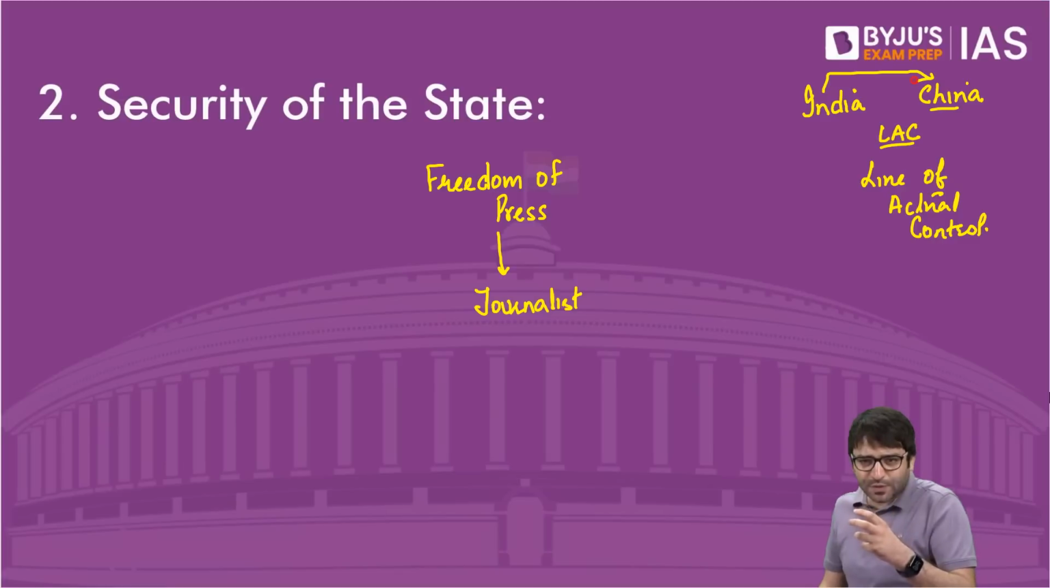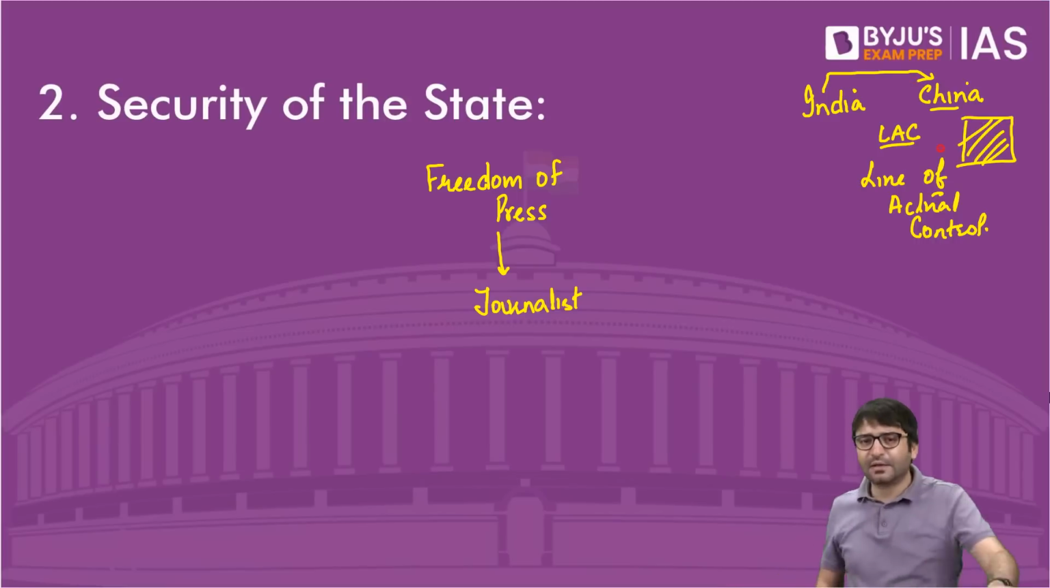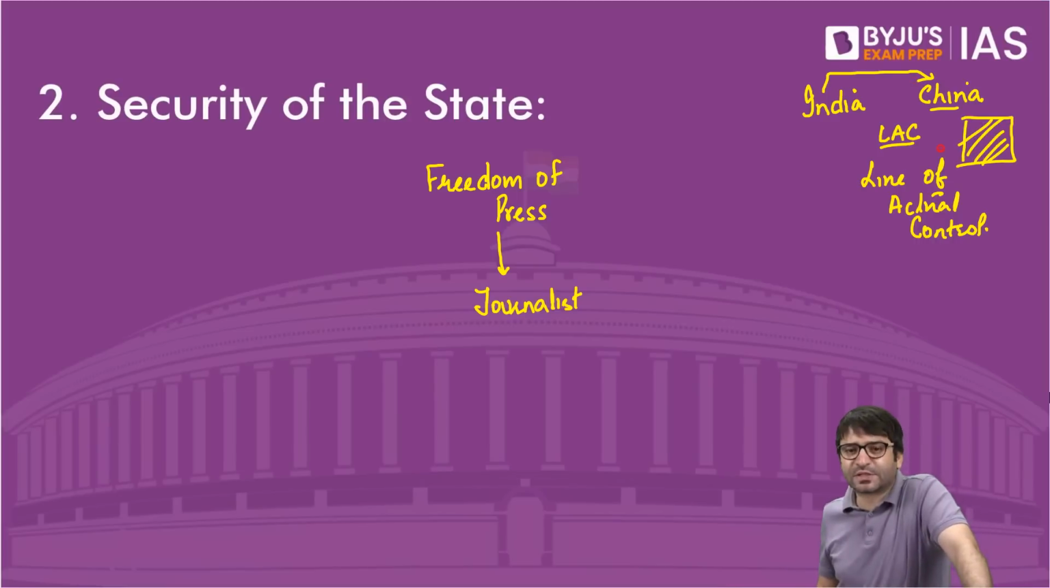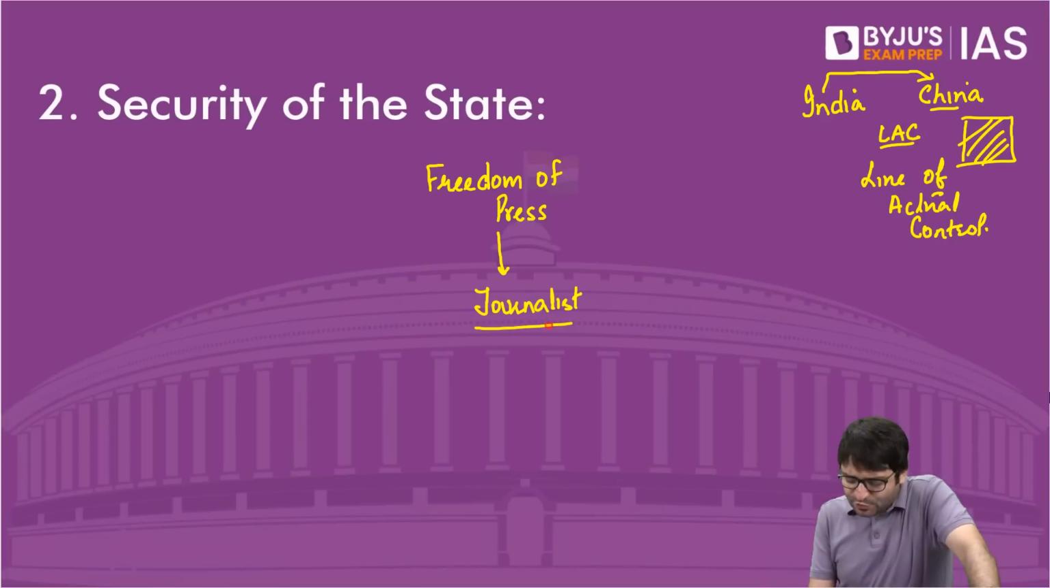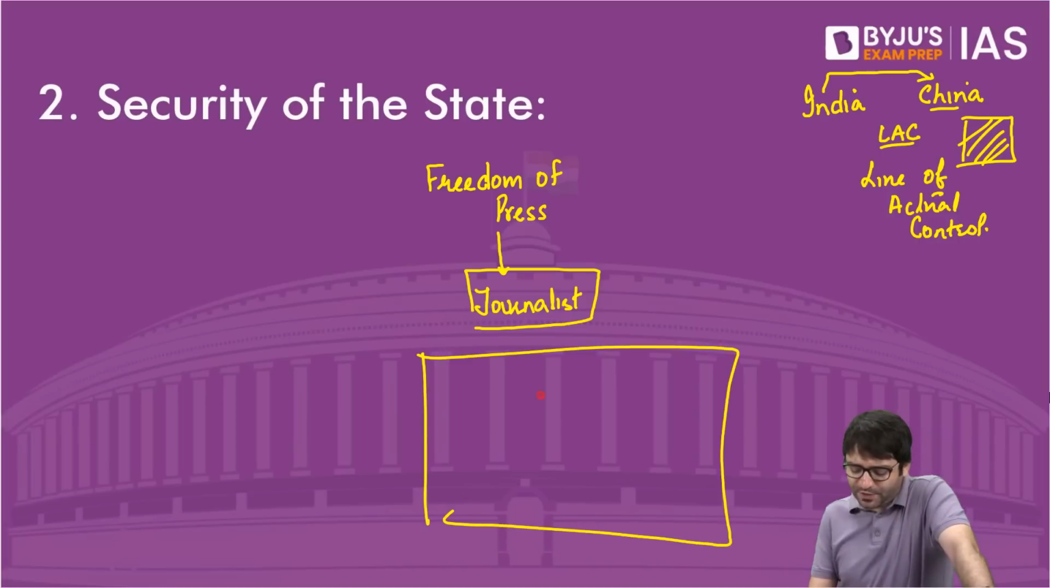And ultimately, what will happen? Through land, through air, we will mount a strong attack on China and we will destroy all the illegal establishments which were set up by the Chinese army, the People's Liberation Army of China. A journalist gets to know about this and ultimately publishes this on the front page of the Hindu newspaper.